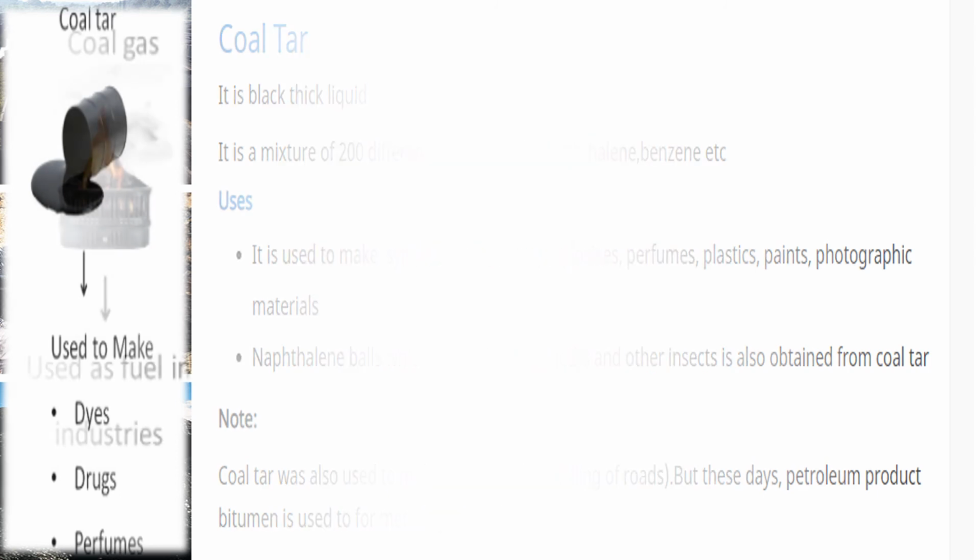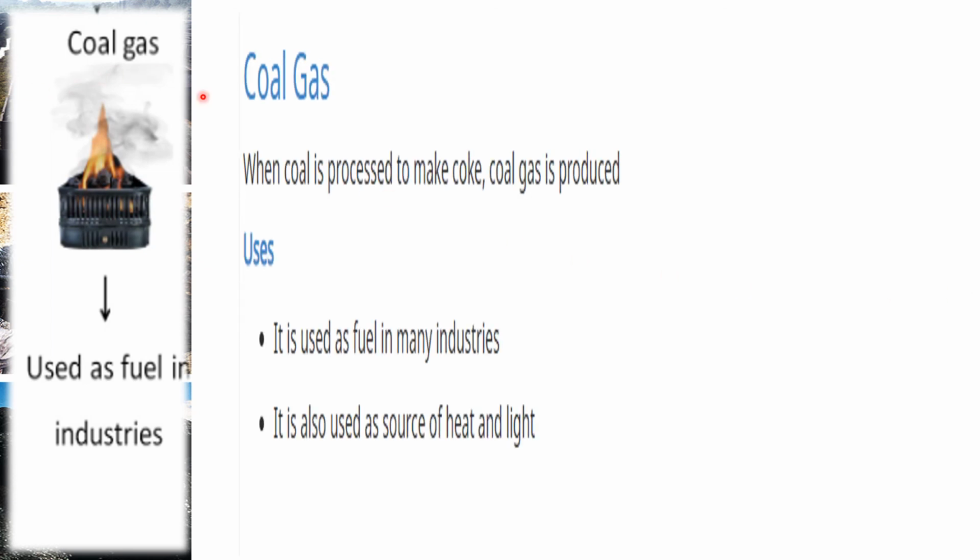The next product we are going to discuss is coal gas. Let us look into the details. This coal gas is produced when coal is processed to make coke. And how is it produced? Coal gas is a gaseous fuel which is obtained by the strong heating of coal in the absence of air during the process of coal to get coke.